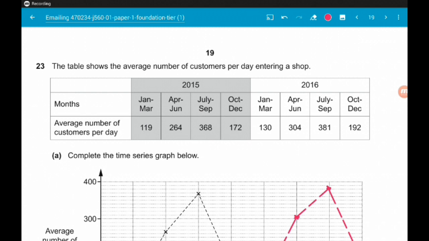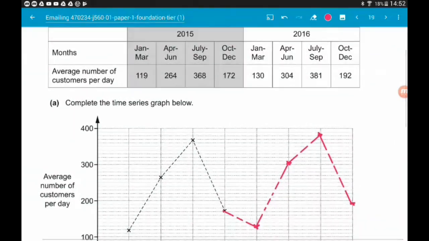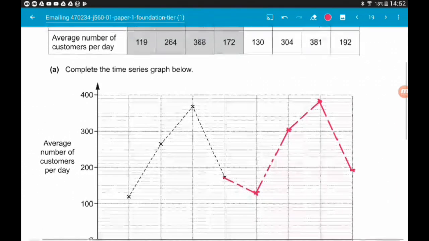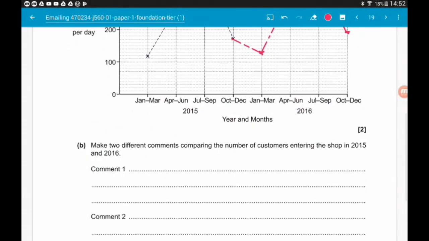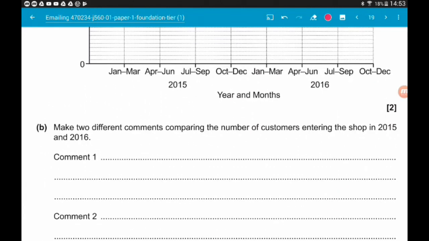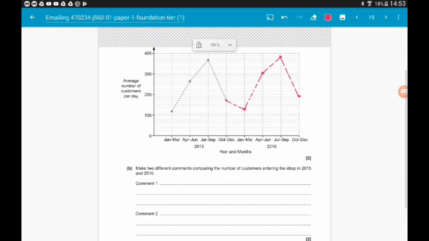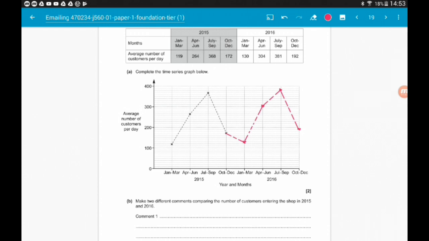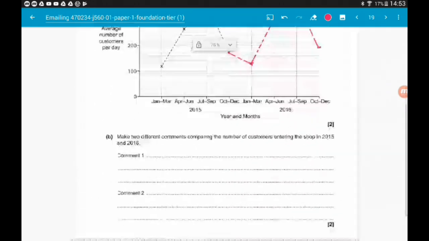Okay, question 23. The table shows the average number of customers per day entering a shop. So, here's our table, lovely jubbly. What you want to do is plot the points in the white part of the table on the graph. Hopefully you'll get something that looks like that. And then, for part B, we want to make two different comments comparing the number of customers in the shop in 2015 and 2016. So, one thing we could say, both years were busiest in the summer months.